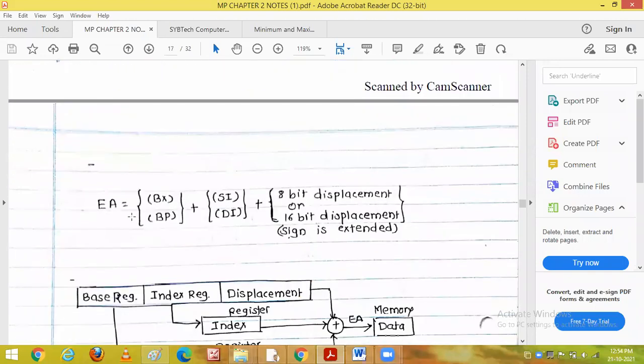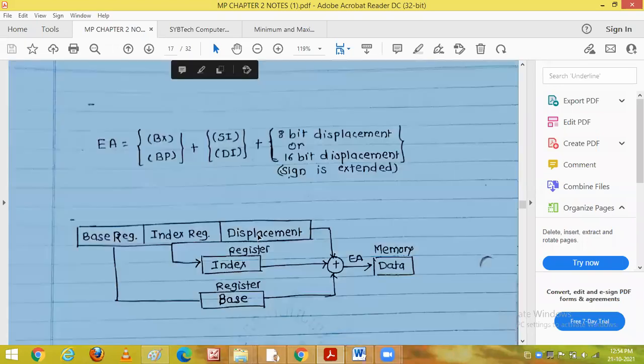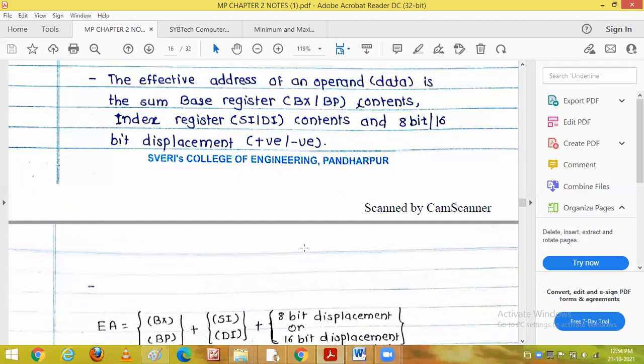Okay. So here it is the same way as BX, BP, SI, DI as the previous one, but 8-bit and 16-bit displacements are going to be added to this. How? One more index is added with the index register and base is added with the base register and displacement. All these three, base register, index and displacement, are going to form an effective address in the memory data. Okay. So this is about indirect addressing modes.